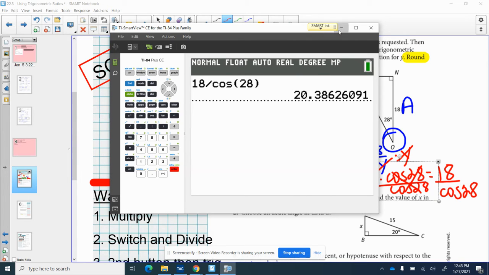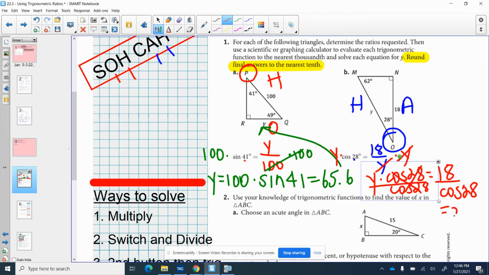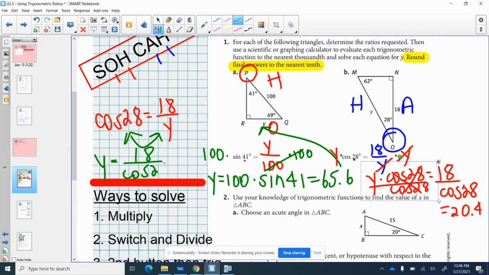Now, something to notice, a shortcut, if you will: whenever your variable is in the denominator, like it was in cosine of 28 equals 18 over y, a shortcut to solve this is we call it switch and divide, because it quickly puts it in the correct order we need to be able to solve like we did. So you have a little bit less algebra to solve that.